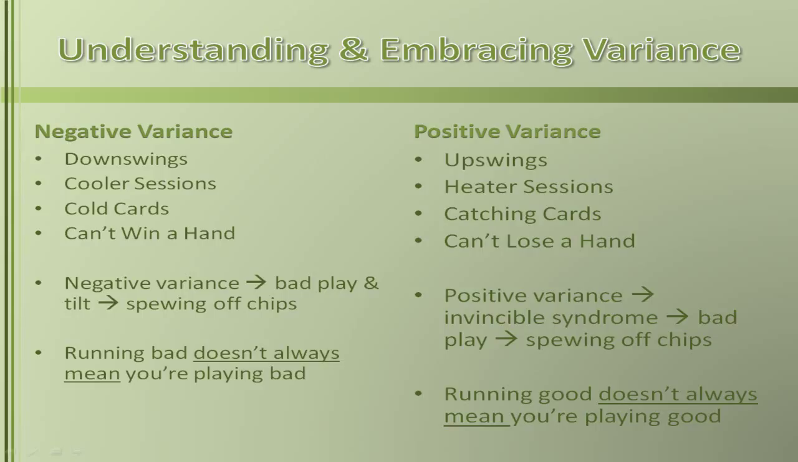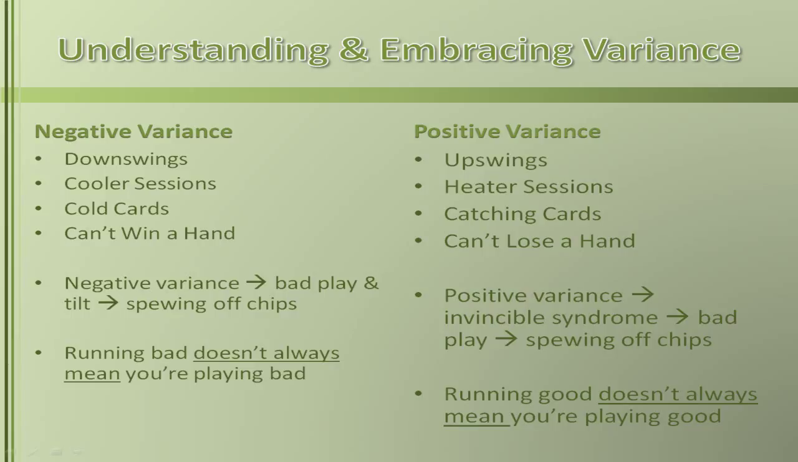So negative variance often leads to bad play because you're not doing well, you're not playing well. It really influences your mind and your emotional state. That often leads to bad play. Either you're playing overly aggressive or you're playing too passive. And this also causes you to go on tilt. And as we know, when people go on tilt, they tend to spew off chips. Lots of them tend to spew off all their chips and they leave.